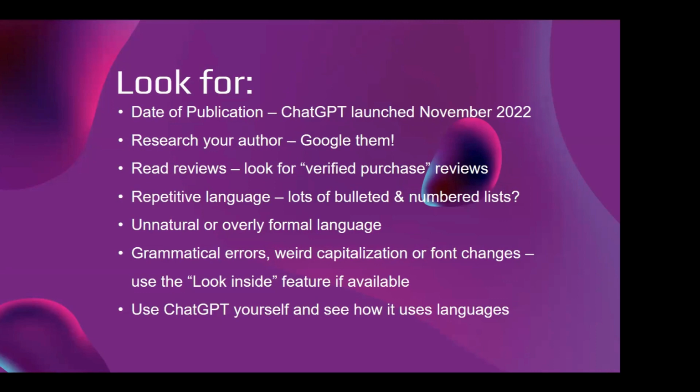Tip number 1, what is the date of publication? ChatGPT launched in November of 2022. So if it was published after that date, it's possible AI was used. Tip number 2, research your author. Google them. Almost any reputable subject matter specialist will have a web presence, whether it's a LinkedIn page or a dedicated author page. And as I said, read the reviews.